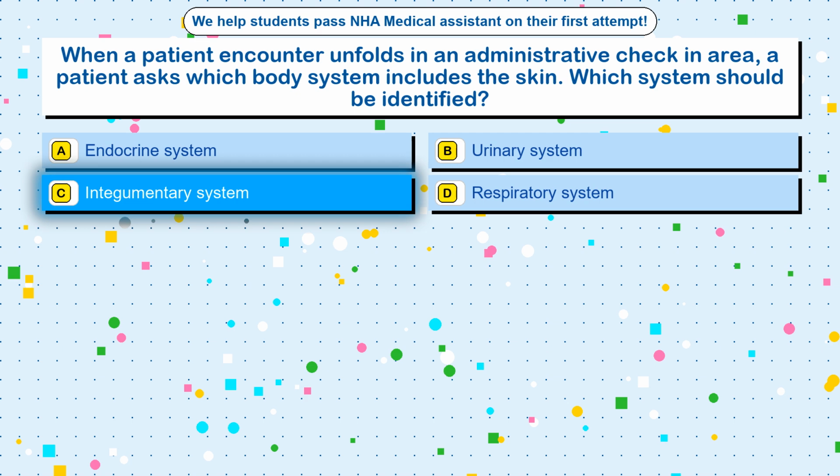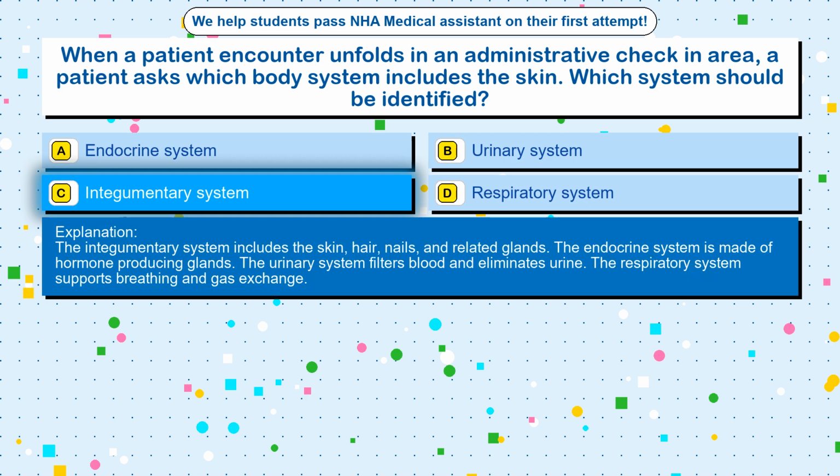Integumentary system. The integumentary system includes the skin, hair, nails, and related glands. The endocrine system is made of hormone-producing glands. The urinary system filters blood and eliminates urine. The respiratory system supports breathing and gas exchange.